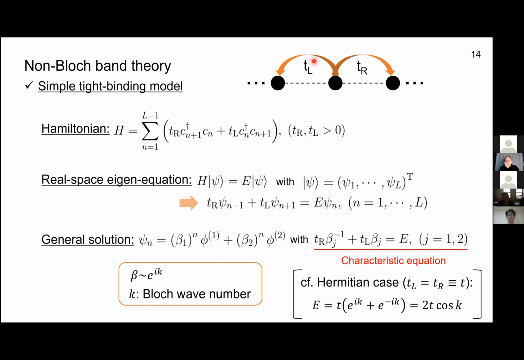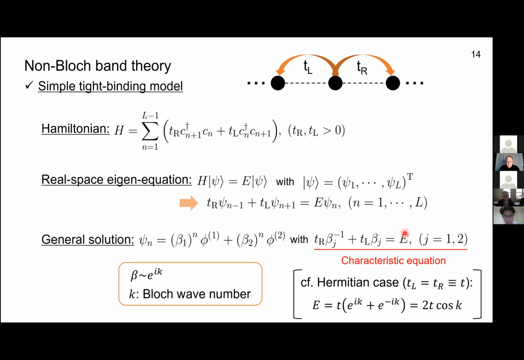And so from this Hamiltonian, the real space eigen equation is written as the recursion equation. And so psi n is the components of the wave function. From the theory of the differential equation, we can get the general solution of this recursion equation as this. And the beta one and the beta two are the solutions of the characteristic equation.